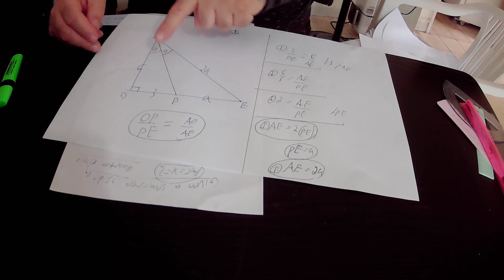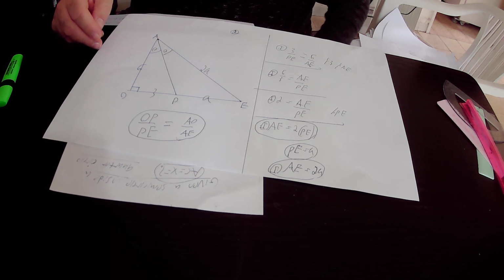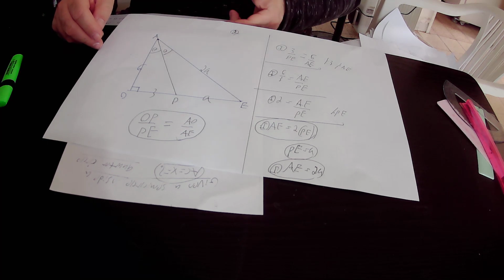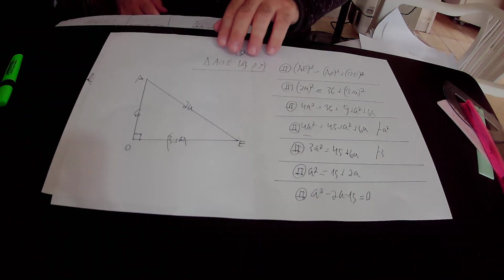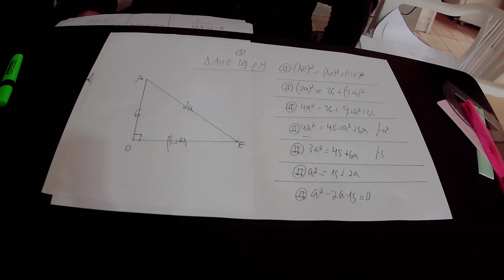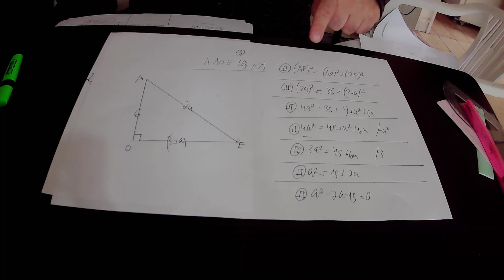OE equals 3 plus a, and AO equals 6. So I copied the right triangle AOE in a new page, and we implemented the Pythagoras theorem on this right triangle AOE. According to the Pythagoras theorem, the square of the hypotenuse equals the sum of the squares of the perpendiculars, that is to say AE square equals AO square plus OE square. AE is 2a, so AE square is 2a square. AO is 6, so AO square is 6 squared, that is 36. OE equals 3 plus a, so OE square is 3 plus a square.